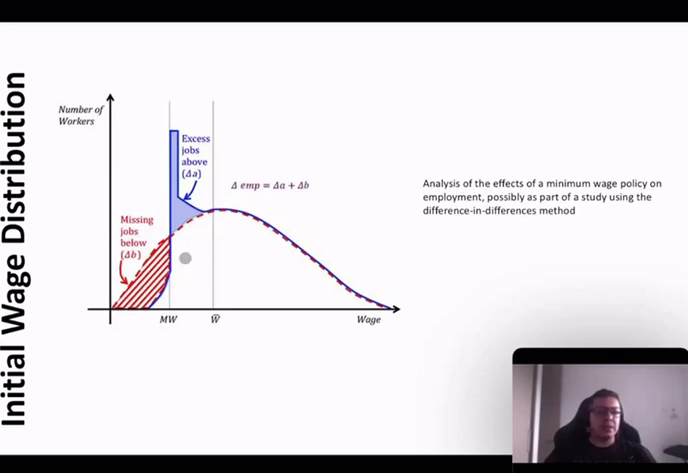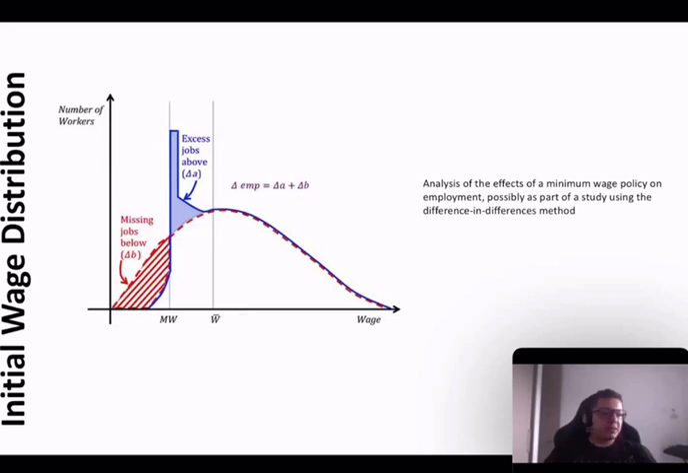The red strip area is the missing jobs below, delta B. This area represents the loss of jobs that occurs because the minimum wage is above the equilibrium level for this W. When the minimum wage is above the equilibrium wage, there is an excess supply of workers. More people are willing to work, but there is less demand for this work by employers, resulting in unemployment.